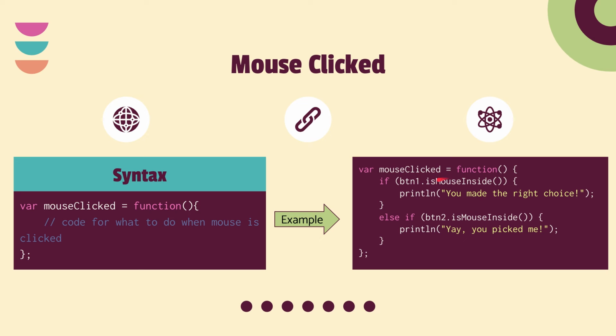Var mouse clicked equals function. If btn1.isMouse inside, println you made the right choice. Else if btn2 is mouse inside, println you picked me. So this is a .prototype function. The isMouse inside is a .prototype function, which checks if your mouse is inside by using if statements. Basically, if you hover over the first button and you click your mouse, then it's going to say you made the right choice. Otherwise, if you hover over the second button, btn2, and click your mouse, then it's going to say, yay, you picked me.